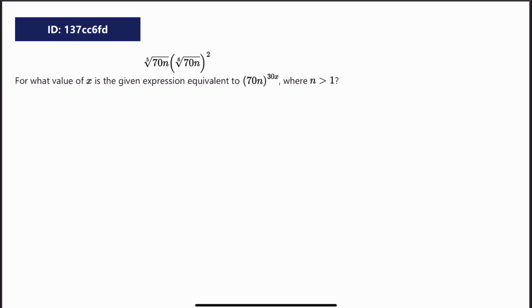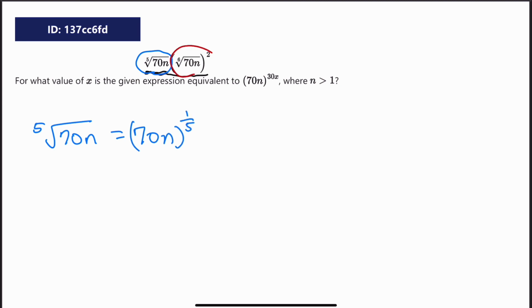to the power of 30x where n is greater than 1? So first, this equation might look a bit complicated, but it's actually not if you know how to switch from radical functions to exponential functions. So first of all, let's look at this part first. So 5 root of 70n is equal to 70n to the power of 1 over 5.